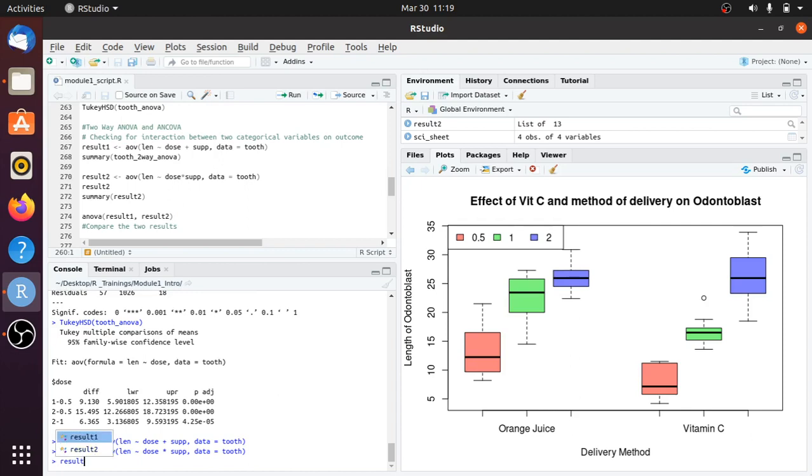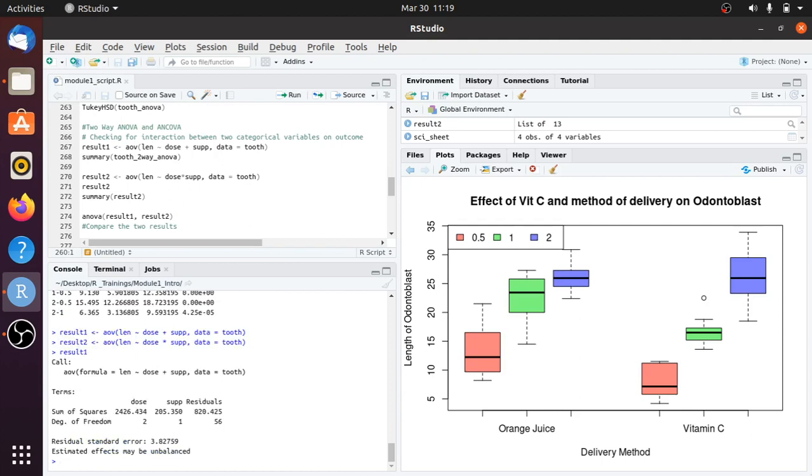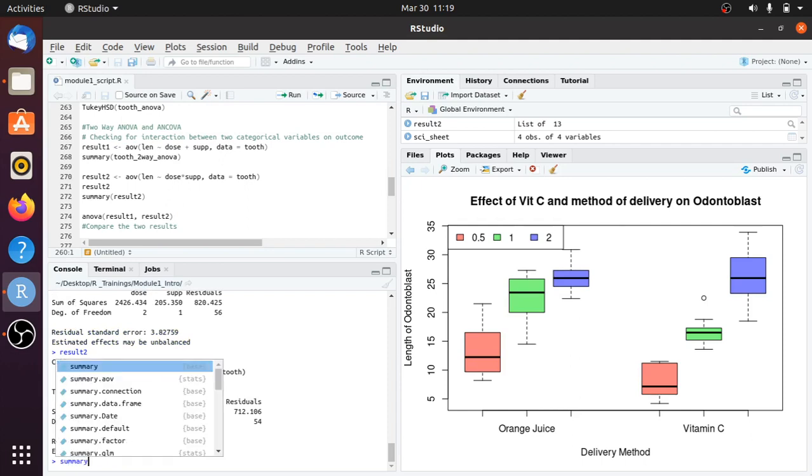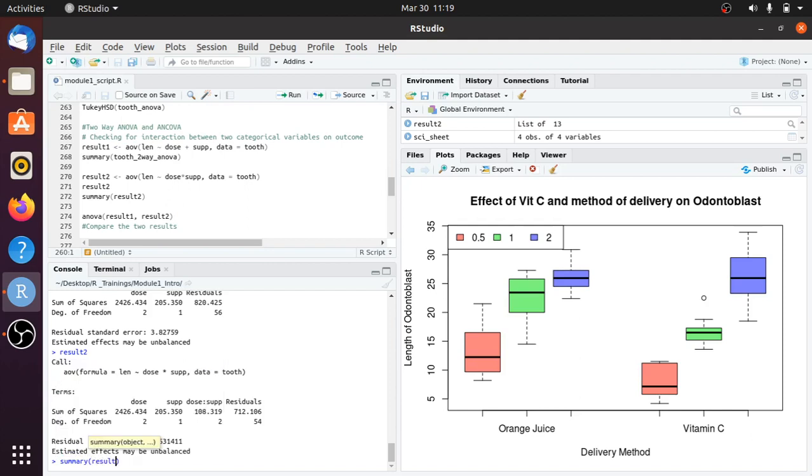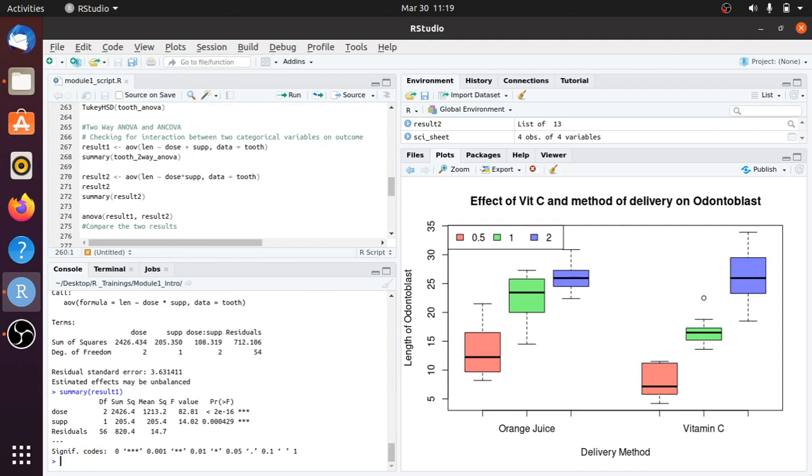Result 1, for us to just see what has been stored in result 1. You can see it there. You can echo result 2 to look at it. You can see what you have. You can also use a summary to look at result 1. You can see it there.